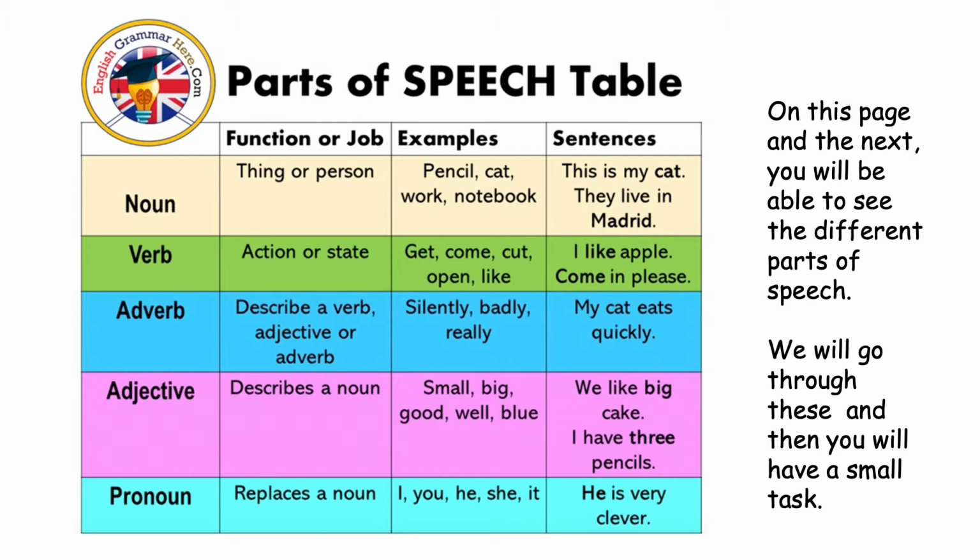I have 3 pencils. So the pronoun, those are the words that replace the noun. So you're not saying Madison is doing her work. Madison is colouring her work. Madison is trying really hard with her work. It sounds boring. So instead of saying Madison all of the time, you would say she. Okay? So he is very clever. So you can use I, you, he, she, it, they, this. Okay?